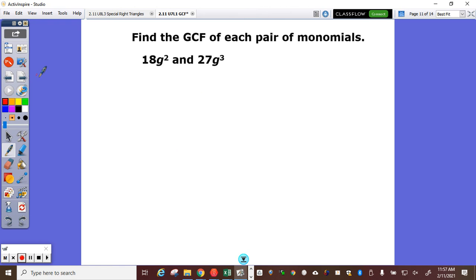Now look at this. 18 and 27. What's the largest number? All right. They must be learning. Okay. g squared and g to the third? g squared. Done. That's the greatest common factor.